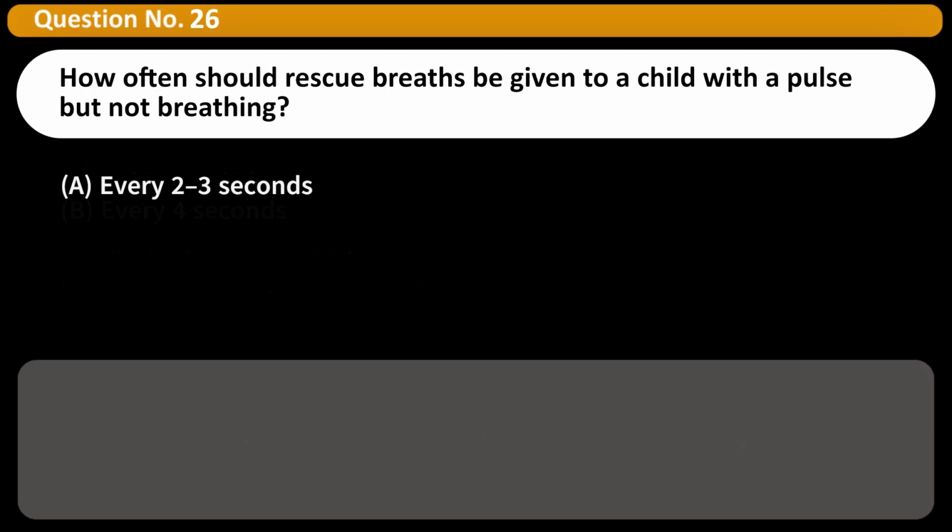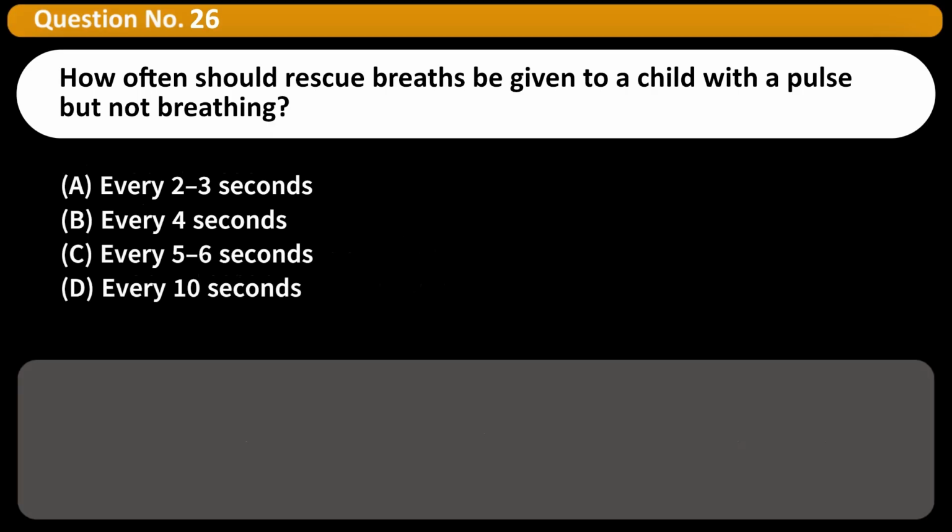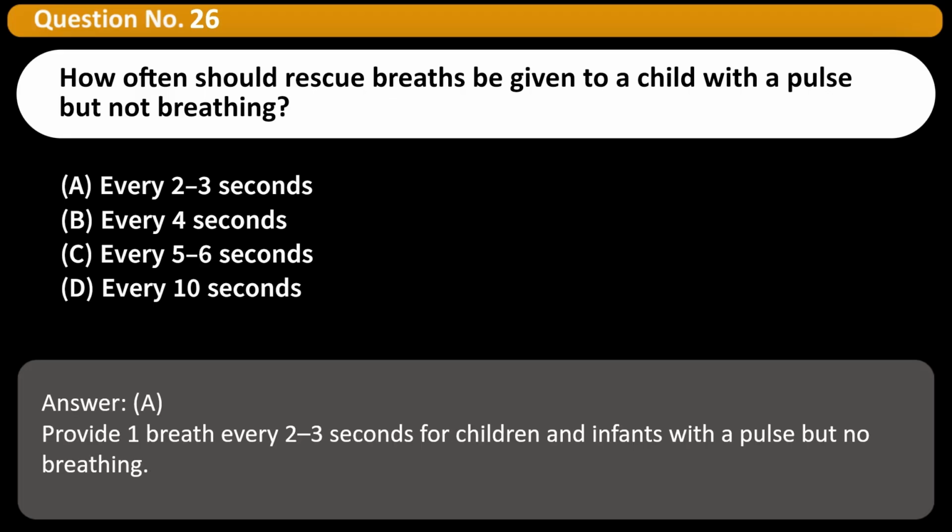How often should rescue breaths be given to a child with a pulse but not breathing? A. Every 2 to 3 seconds. B. Every 4 seconds. C. Every 5 to 6 seconds. D. Every 10 seconds. Answer: A. Provide one breath every 2 to 3 seconds for children and infants with a pulse but no breathing.